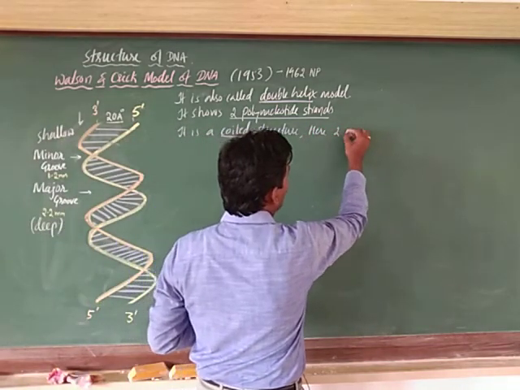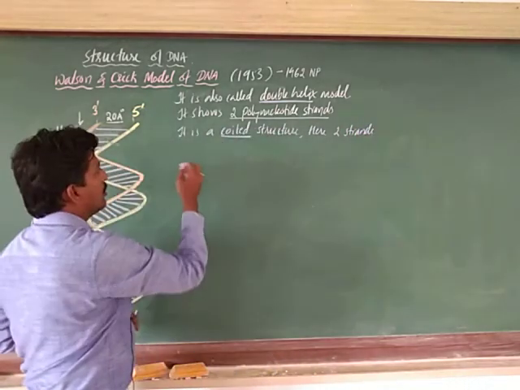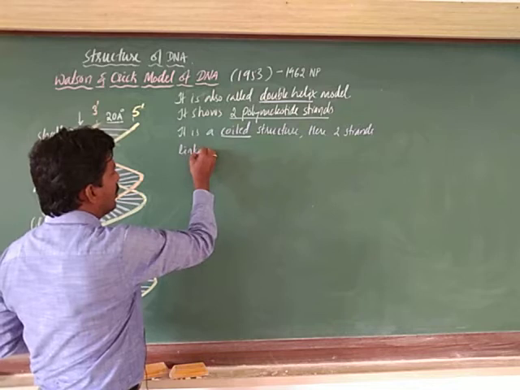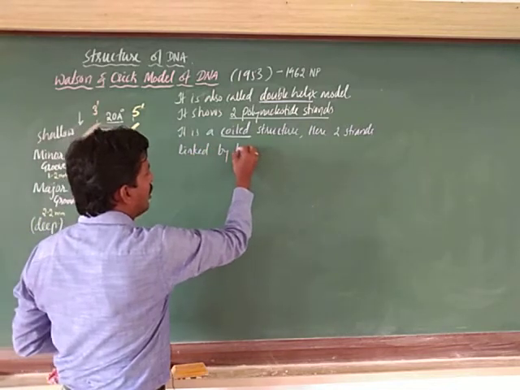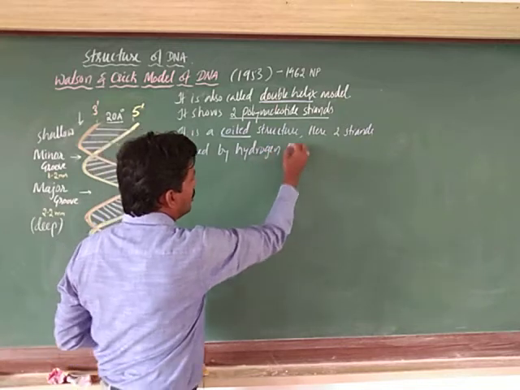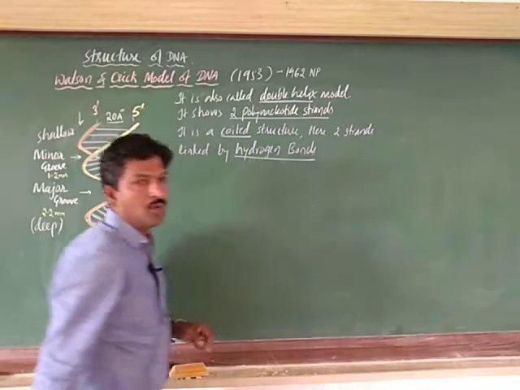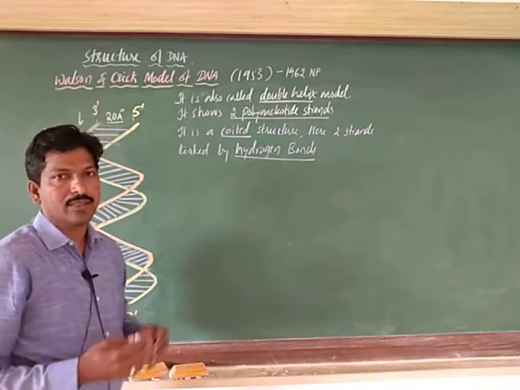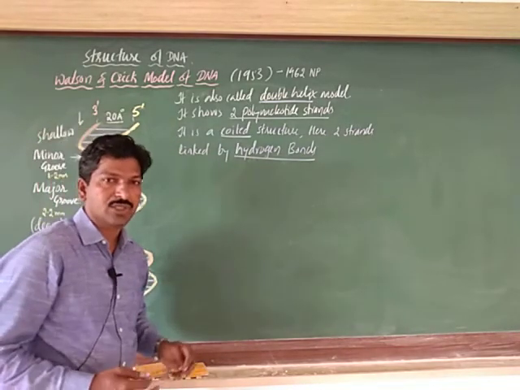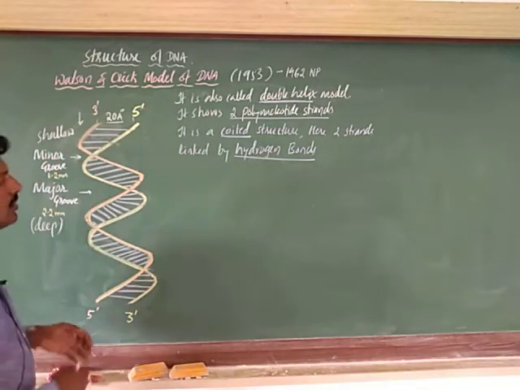Here the two strands are linked by hydrogen bonds. Important: hydrogen bonds are binding both polynucleotide strands. Let us see the structure.